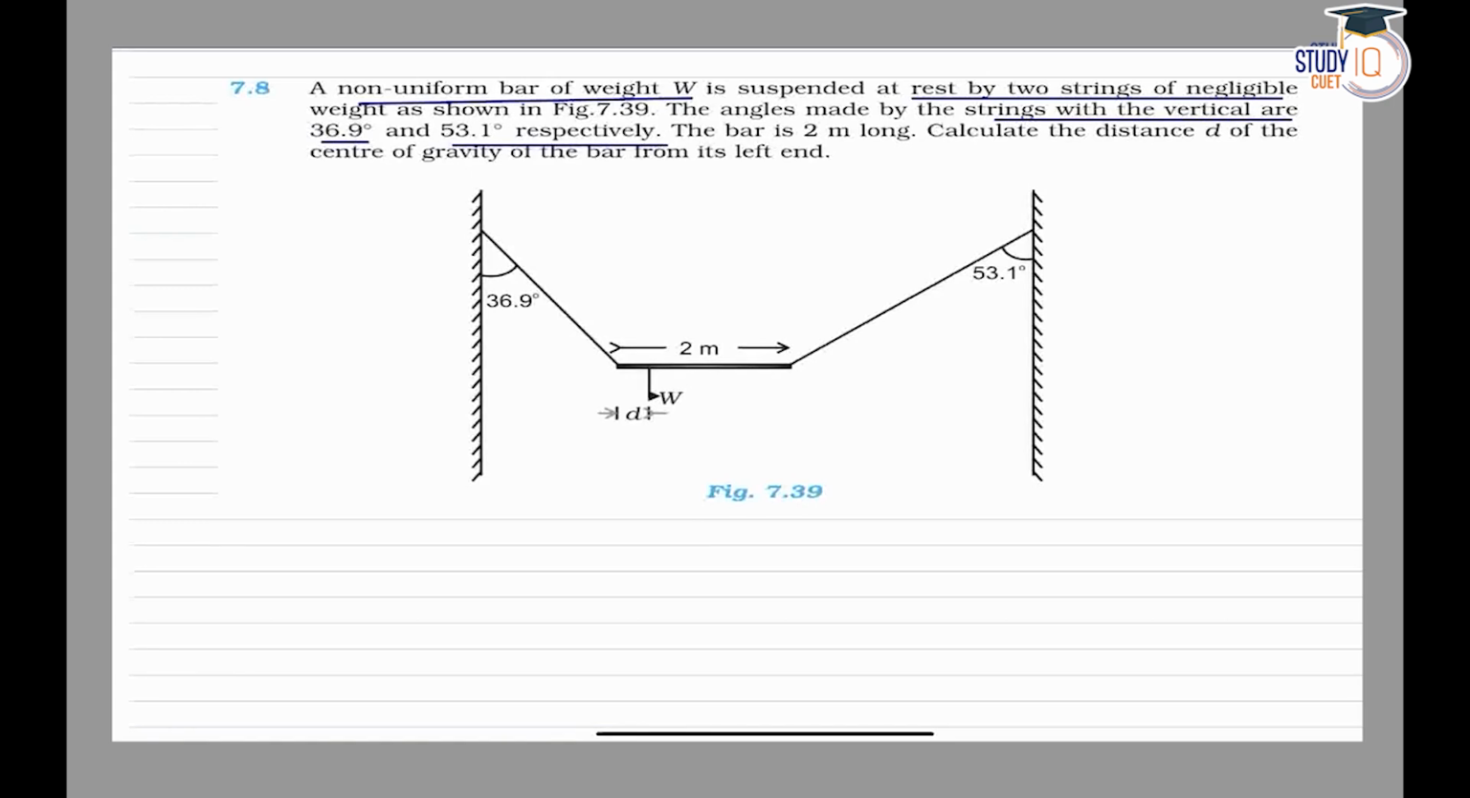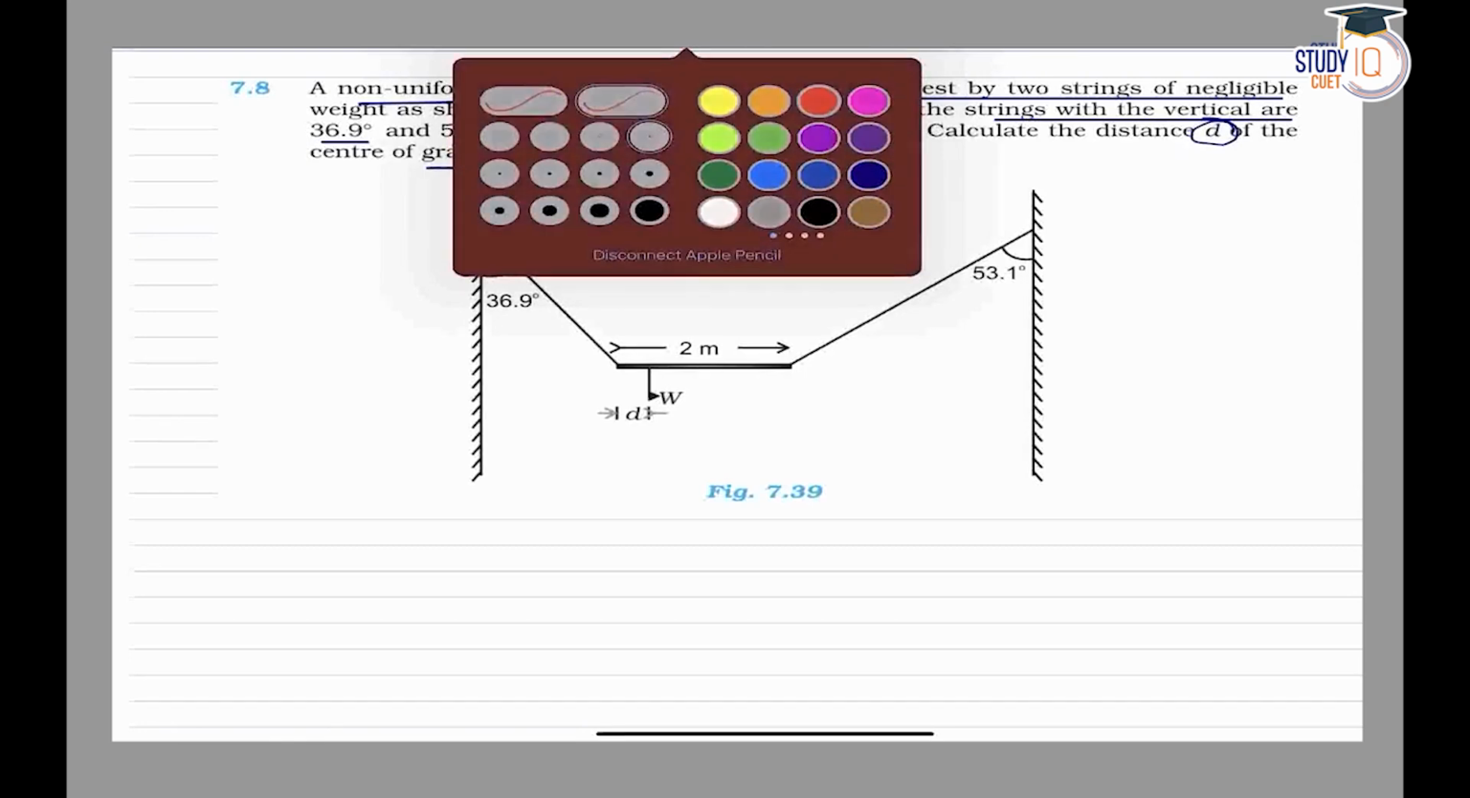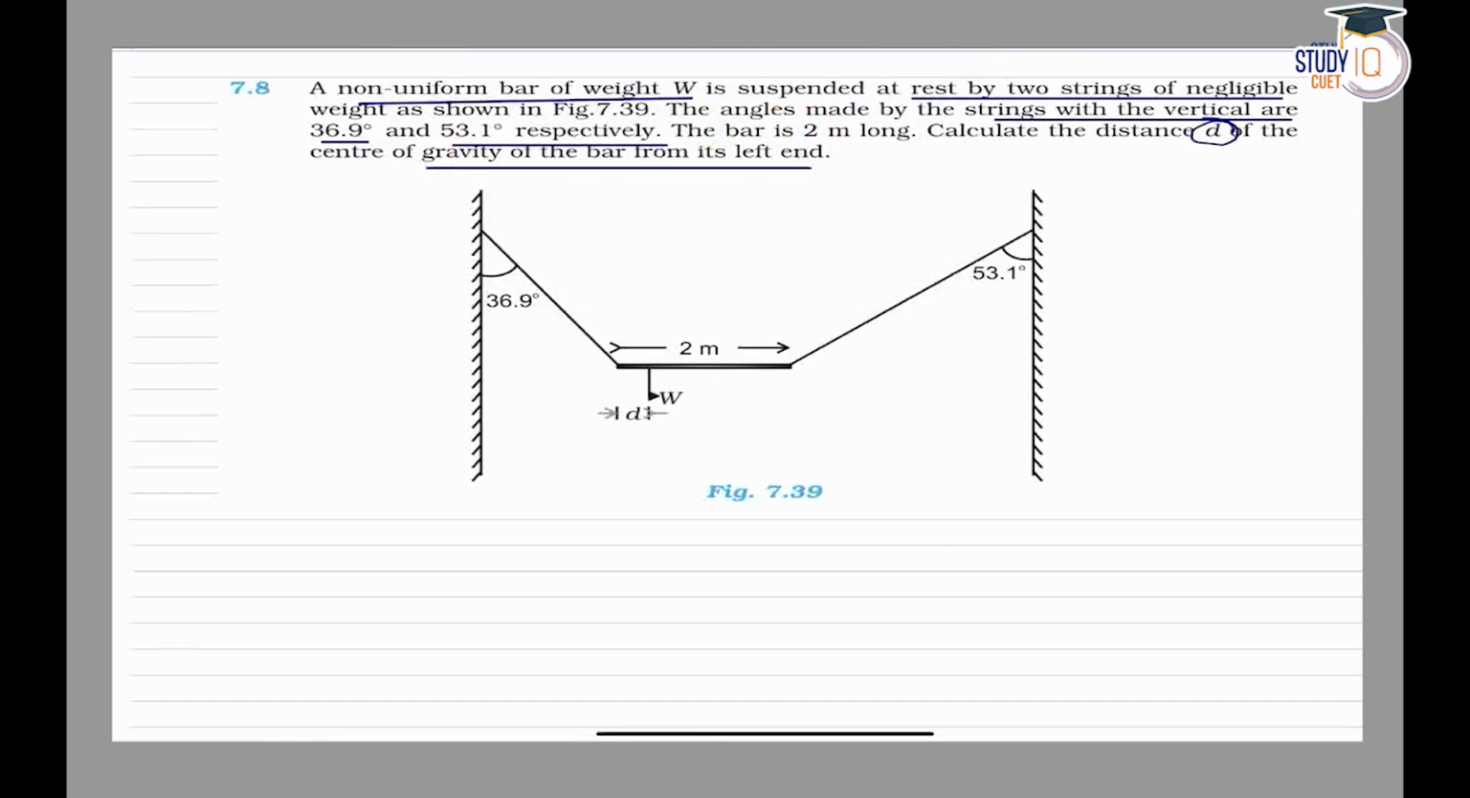In the figure, the angles are given with the vertical, and the length of the bar is 2 meters. Calculate the distance d of the center of gravity of the bar from the left-hand end. So in this we are going to find the value of d, the distance of the center of gravity from the left side. First we draw the free body diagram of the given situation. Let's say in this string the tension is T1 and in this string the tension is T2.